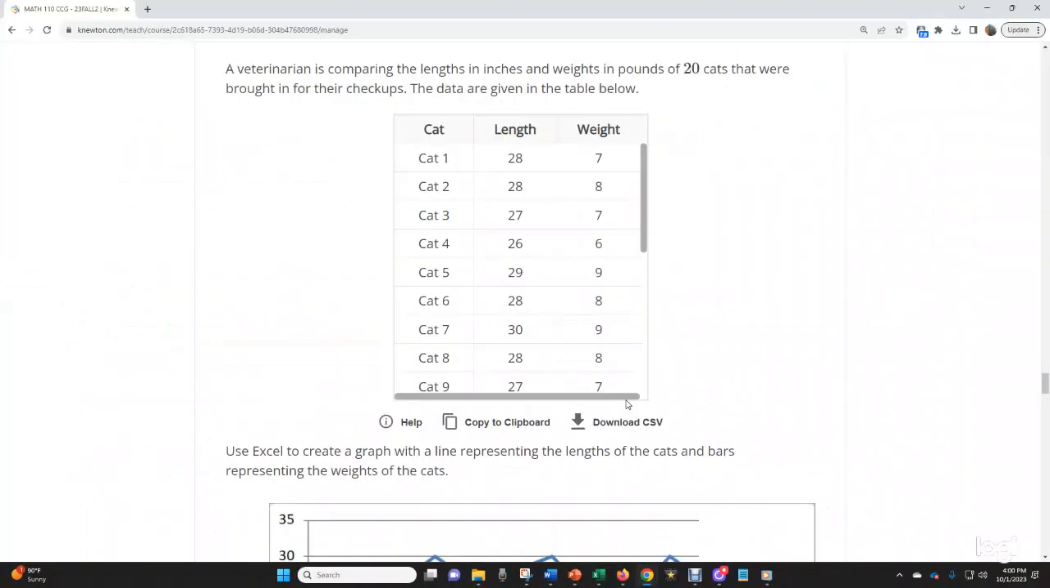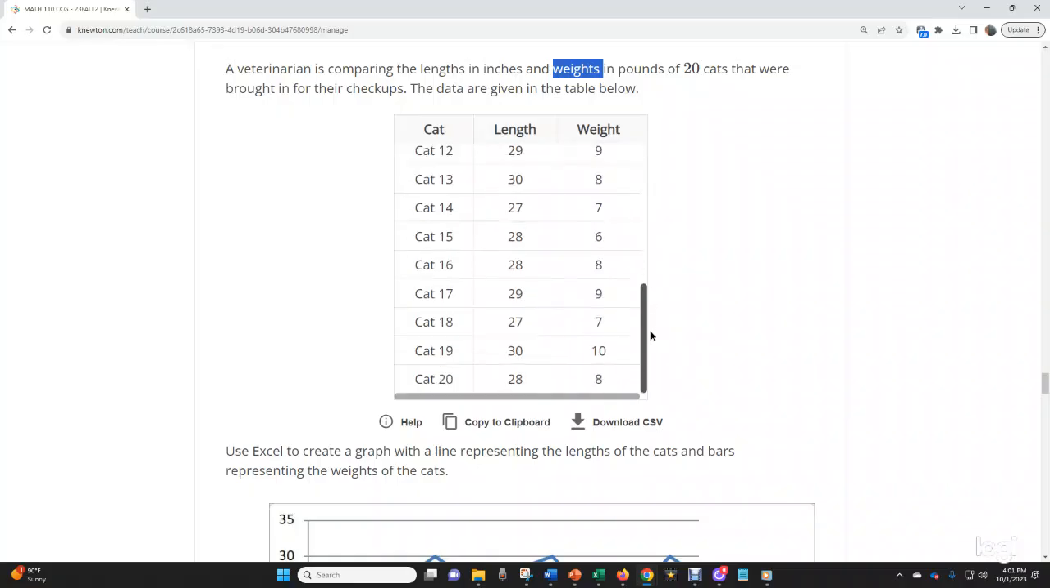Okay, so we only have one more varying. The other ones you're going to see in this section are going to be very similar to what we've seen before. But this one is slightly different, and you'll come across it here. We're talking about a veterinarian comparing lengths in inches, so lengths of cats. Hopefully you got some cat lovers out there. Lengths of cats and weights of cats in pounds. And I'm looking at 20 cats here. Here we have our data.